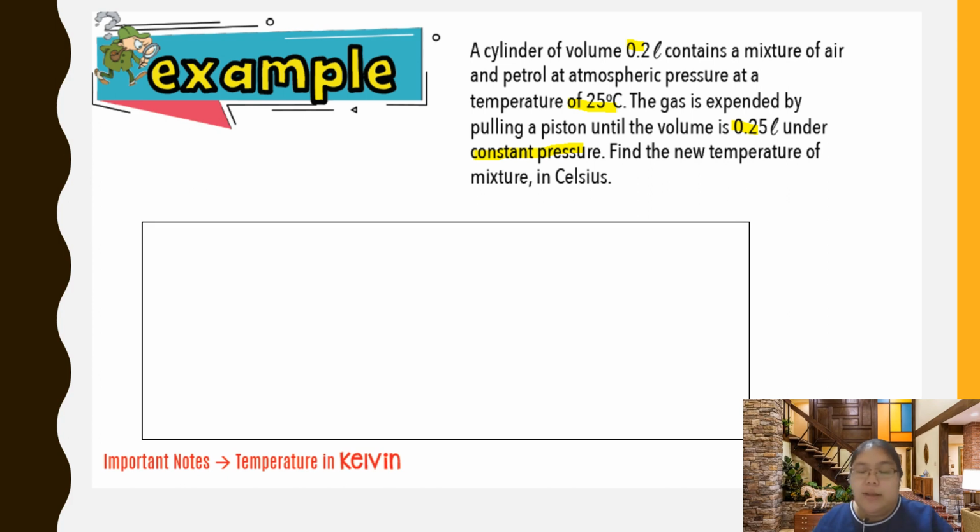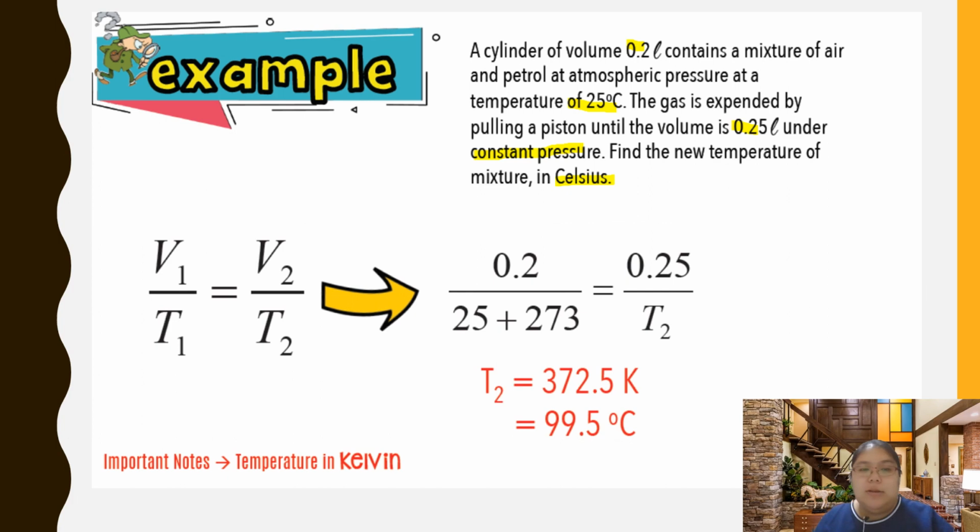Normally the new temperature they want in Celsius. So after your calculation you get Kelvin, you go to minus 273. Okay, so this one is the formula: 0.2 over 27 plus 273 equals 0.25 over T2. So I get T2 is 372.5 Kelvin, after minus, 99.5 degrees Celsius.